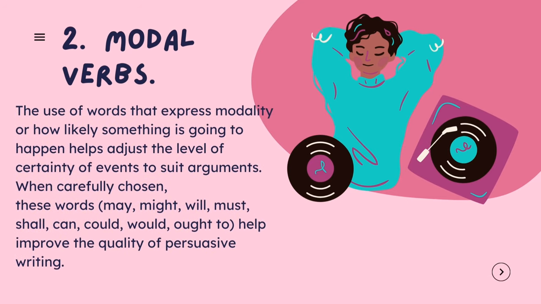Modal verbs. The use of words that express modality or how likely something is going to happen helps adjust the level of certainty of events to suit arguments. When carefully chosen, these words, may, might, will, must, shall, can, could, would, ought to, help improve the quality of persuasive writing.